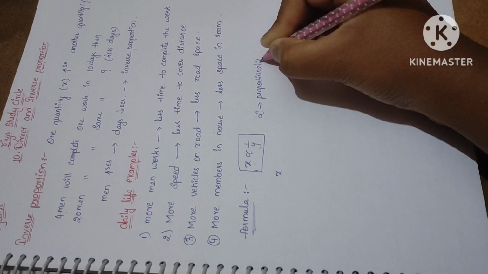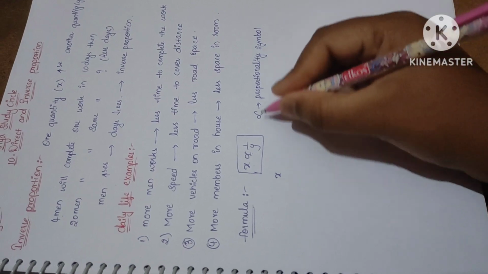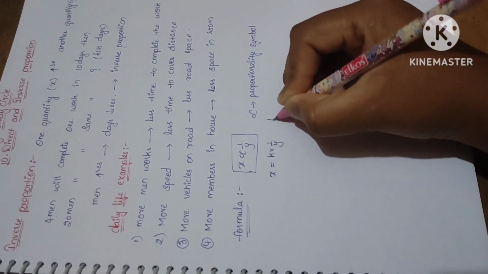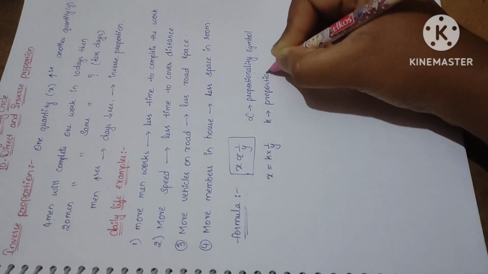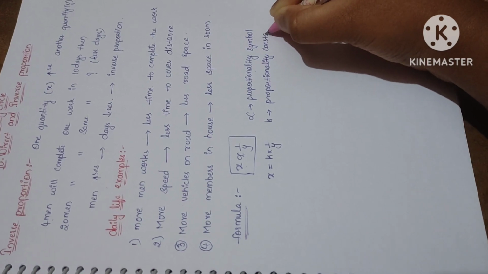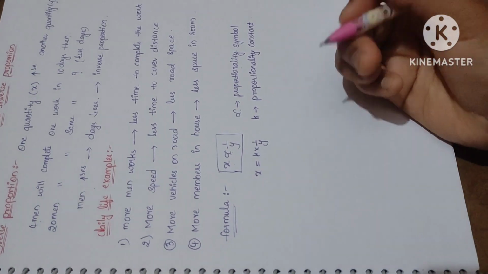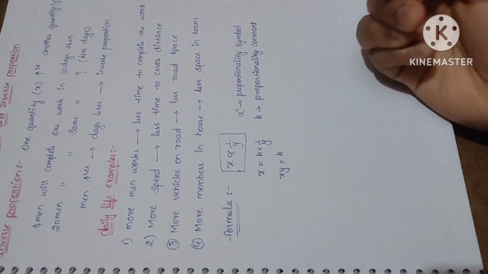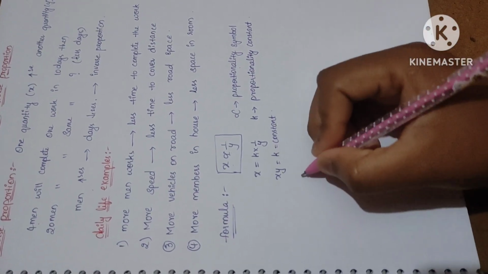Here this is the proportionality symbol. To remove the proportionality symbol, we have to use some constant, as I explained in the first video in this chapter. So x equals k into 1 by y. Here k is the proportionality constant. You can take any constant, not only k; I am taking k. So x equals k into 1 by y. This 1 by y, while coming to the left side, becomes a multiple. So x into y equals k. This is the formula for inverse proportion. Here k is the constant, that is, xy equals constant.